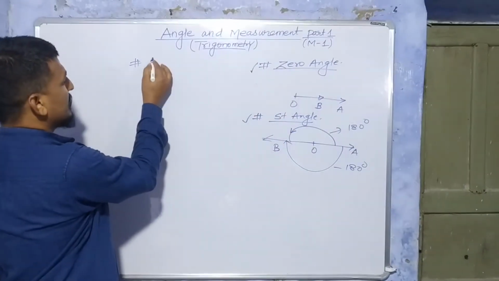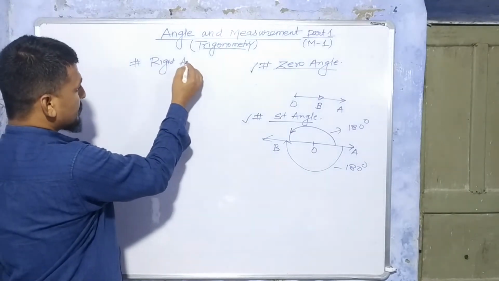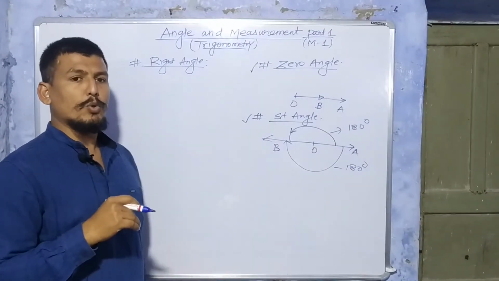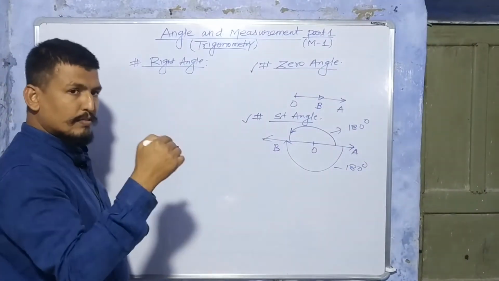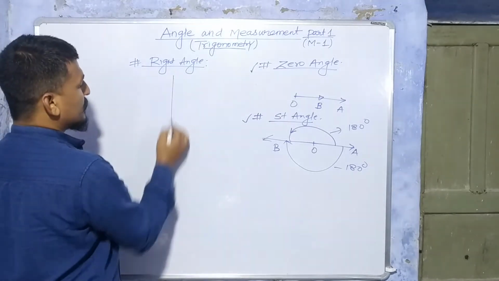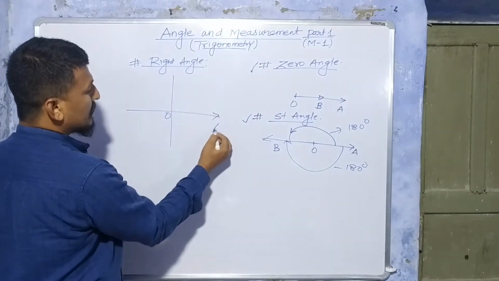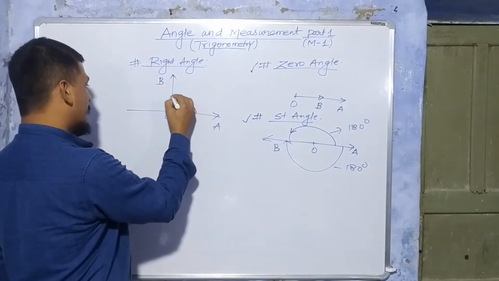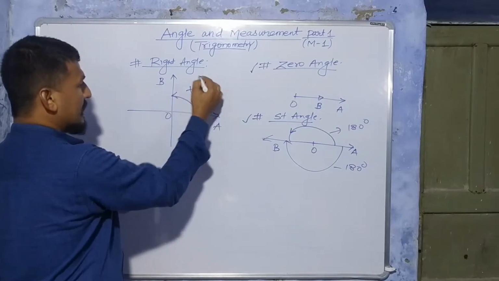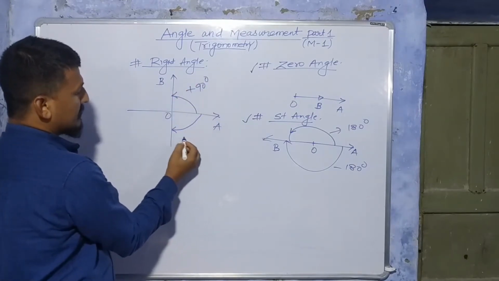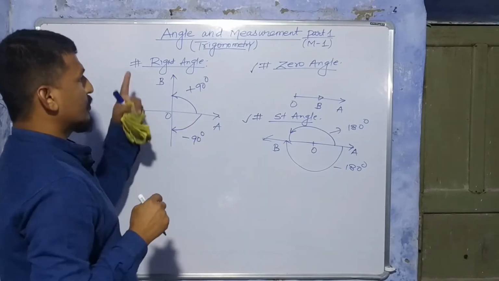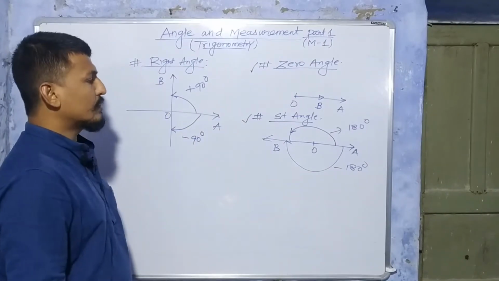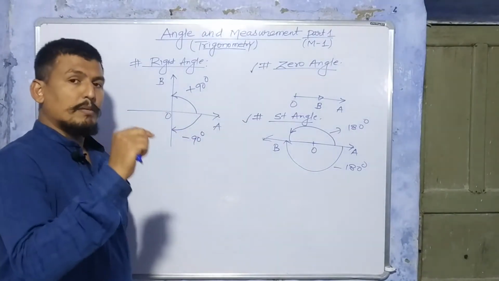Now, the third one is right angle. What is a right angle? A right angle is 1/4 of a complete rotation. So see here, this one is O, this one is A, and this one is B. Right. So the rotation is like this. This is positive 90 degree, and if the rotation is clockwise, this is minus 90 degree. So right angle is 1/4 of a complete rotation.